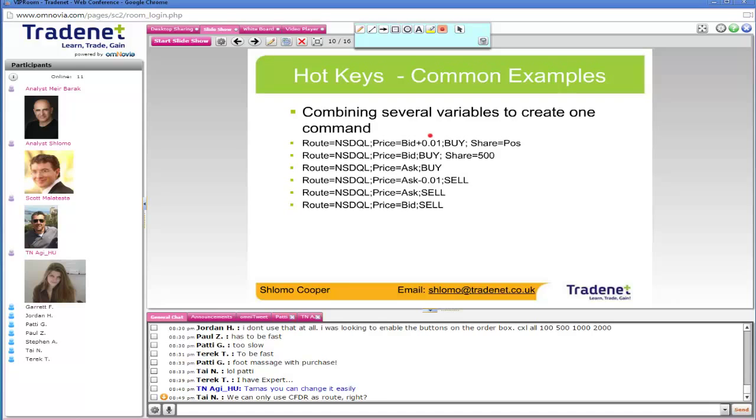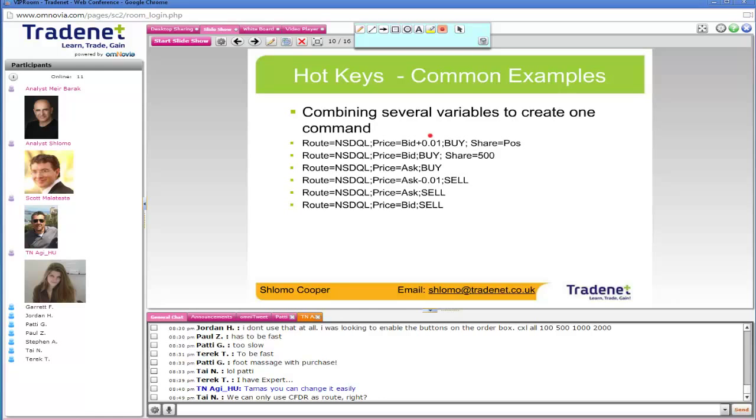Let's see a couple of common examples of how we can combine several variables in order to create one command. So let's say I want to double my position. I have a position in Cisco and I want to double my position.